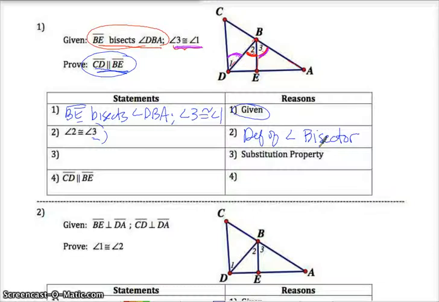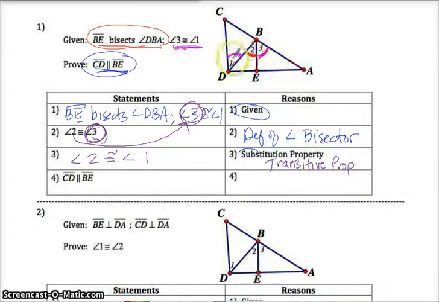Definition of angle bisector. Now, this is substitution property, so what's the only thing in these two lines that I could substitute in for the other? Well, I see an angle 3 here, and I see an angle 3 here, which means I can replace this angle 3 with angle 2. So I have angle 2 is congruent to angle 1. The 3's are the same. If angle 1 is congruent to angle 3 and angle 3 is congruent to angle 2, then angle 2 must be congruent to angle 1. That's substitution property, or you could say transitive property. Well, we already knew that too because I had marked it on my diagram. But now we're just explaining why we know this is true.